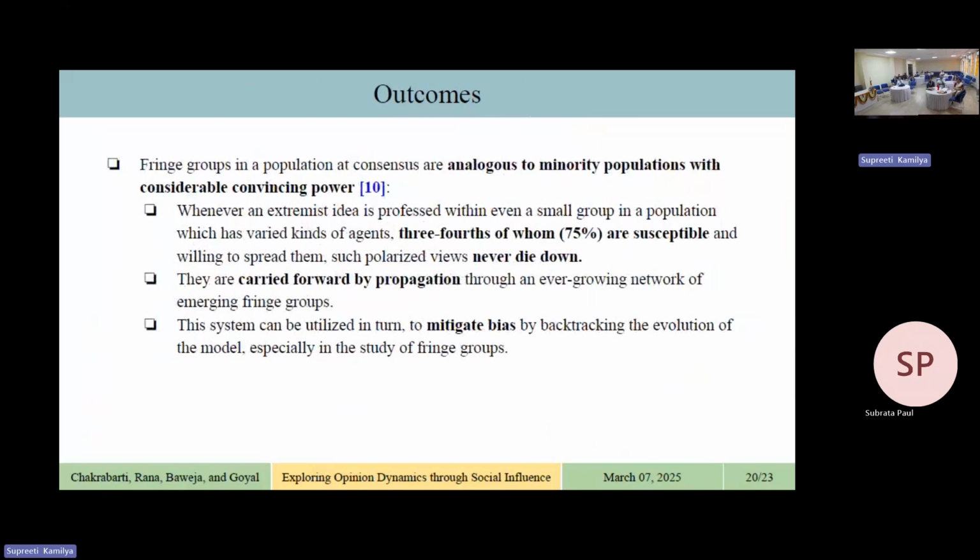Next, we considered the results from the clustered populations, and we see that when there are at least 75% outliers in the whole population, this polarized opinion is carried forward by propagation through an ever-growing network of these clusters. Future work might hypothetically use this to mitigate bias by finding the origin of the polarized opinions.